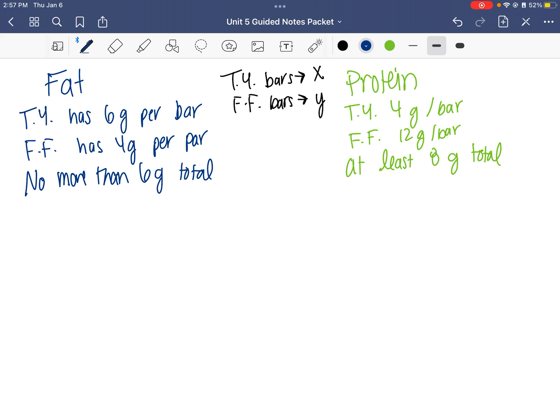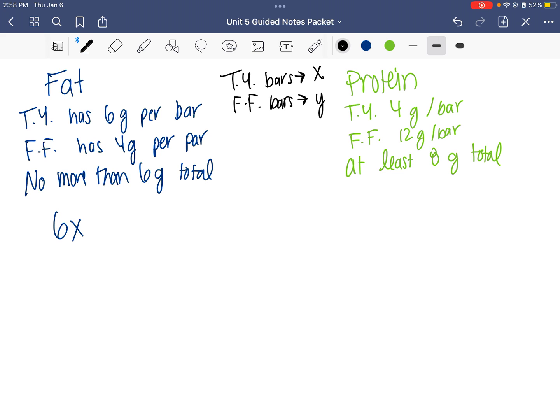So, for the fats, Totally Yummy is going to be X, and we know that there are 6 grams per bar. So if we eat 7 bars, all we would have to do to figure out how many grams of fat we were eating is do 6 times 7. So that logic can be applied if we change the number of bars that we eat. It's going to be 6 times however many we eat.